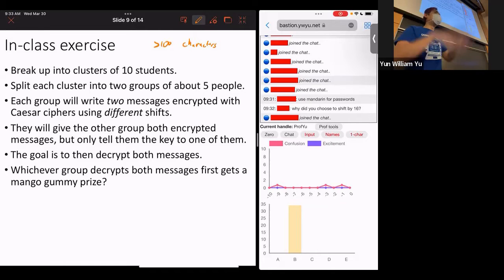Yes, I know it's not a very exciting prize, but I realized last night that I should have some kind of prize, and I just happen to have these mango gummies.